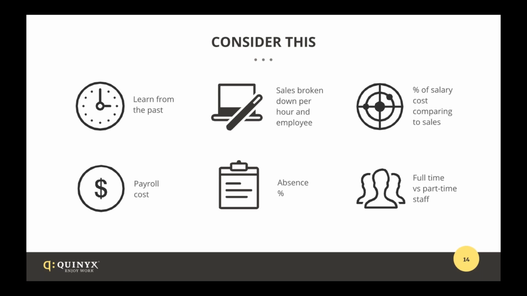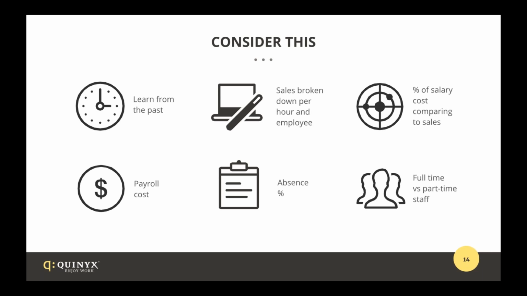Other types of measurements to take with you on the journey to do a good forecast is to have sales broken down per hour, per employee. So find a way to have your KPIs, for example, your sales broken down per hour. Usually you have that data in your POS system or data warehouse or similar, so it's there.